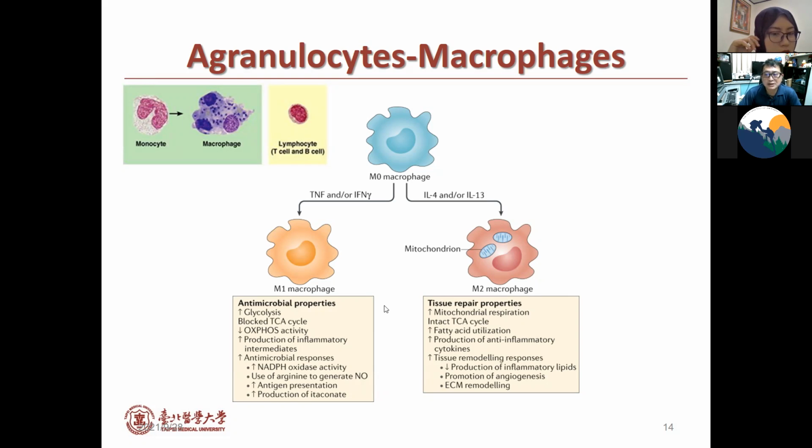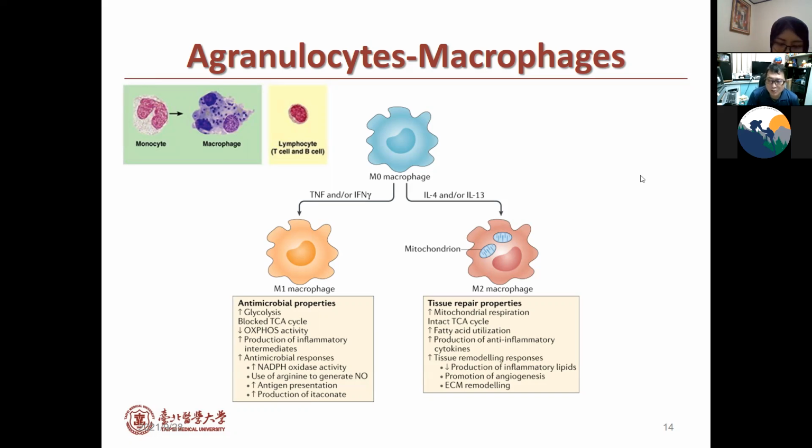M1 macrophage is the pro-inflammatory macrophage, which can kill, can clean up microbes and neutrophils, can do phagocytosis, and benefits our immune system and defense. However, M2 macrophage has the opposite function, which decreases or depresses immune defense function. So they are totally different.